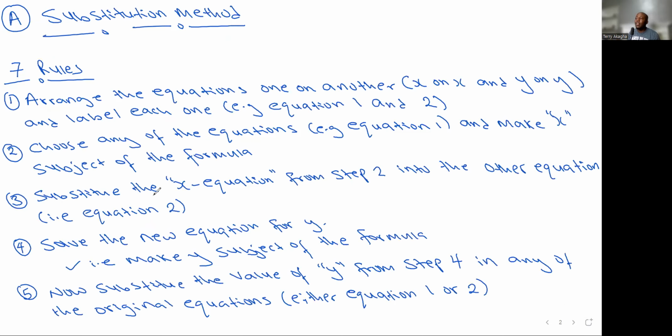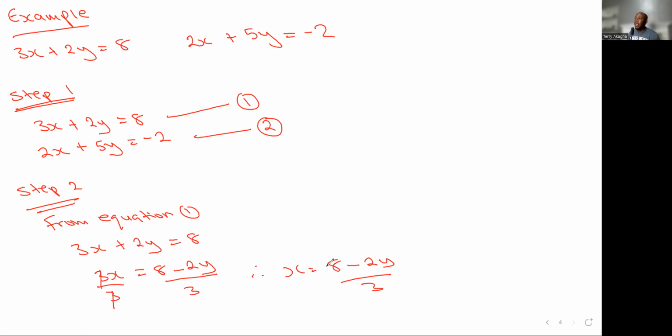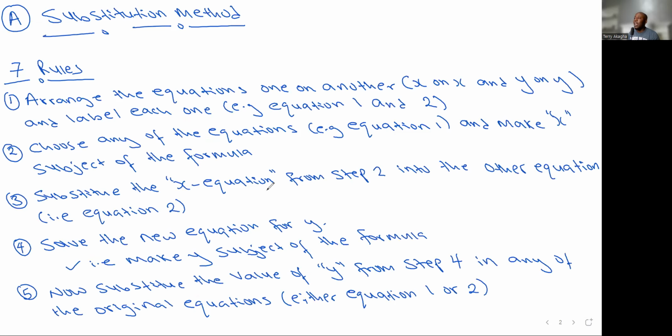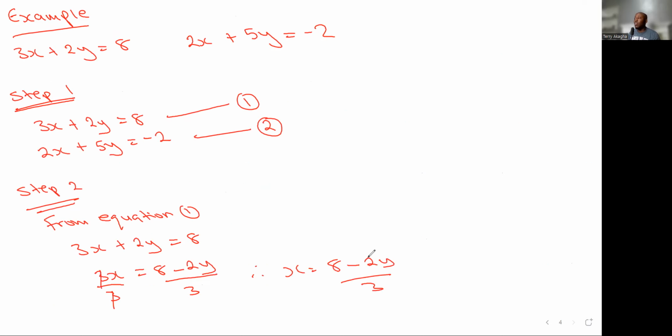Now let's go to step 3. Step 3 said, substitute this x value. So we've gotten an x value here to be 8 minus 2y over 3. We're told to substitute this x equation into the other equation. That means equation 2. So we now substitute this into equation 2, which is 2x plus 5y is equal to minus 2. So that is step 3.